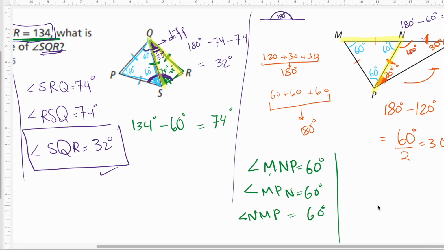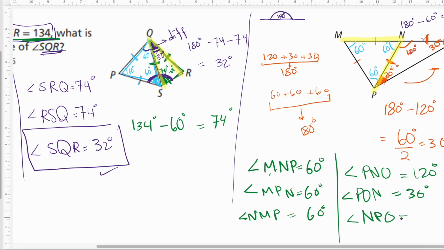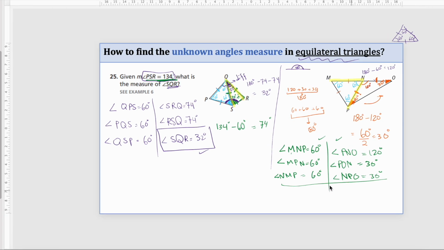We're done with the blue triangle. Moving forward to the other triangle, we have angle PNO. PNO is 120. Angle PON is 30, and angle NPO is also 30 degrees. That's it. Thank you. We listed down all the angles. We're done with this lesson finally.